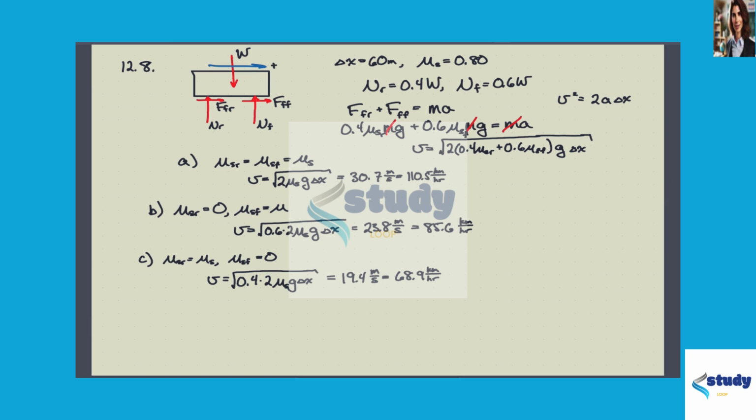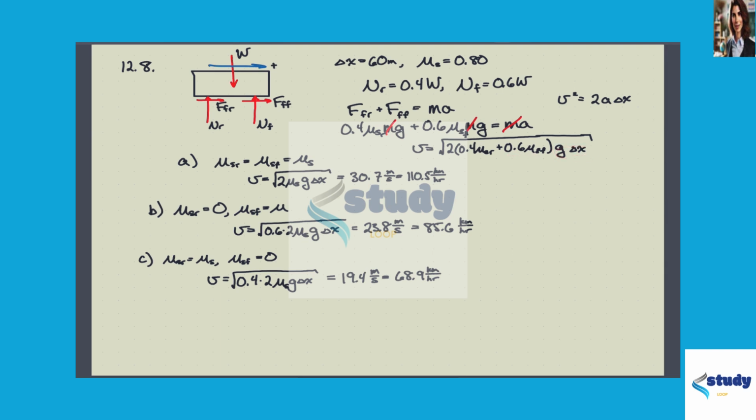Now, the vehicle is starting from rest, so we know that the velocity squared equals the acceleration times the delta x. In general, the friction force from the rear wheels plus the friction force from the front wheels equals the mass times the acceleration. Solving for V and plugging in for a, V is the square root of 2 times the quantity 0.4 mu s rear plus 0.6 mu s front, all times g times delta x.